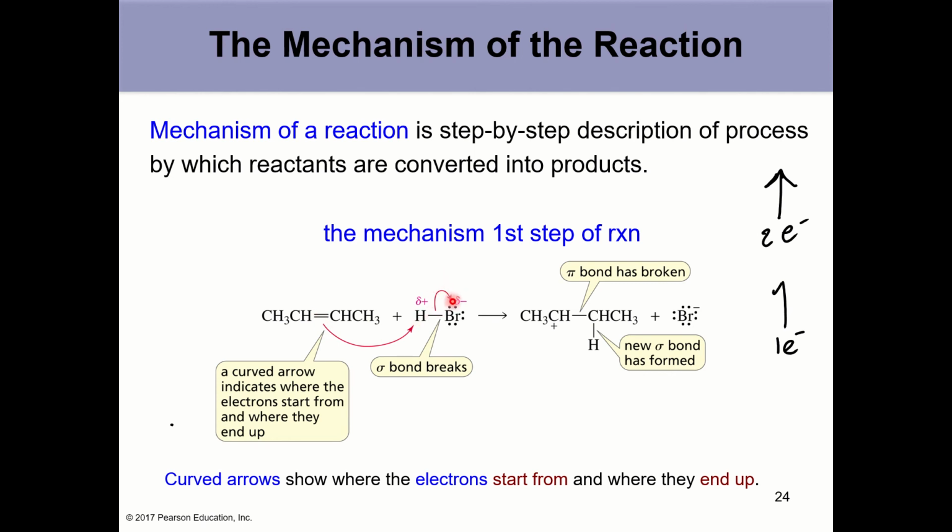Remember, a strong acid has a weak bond to hydrogen. So the sigma bond between hydrogen and bromine breaks, and the bonding electrons, the sigma electrons, go to bromine as indicated by the arrow. That gives us the intermediate product of reaction, the carbocation, and the bromide ion.